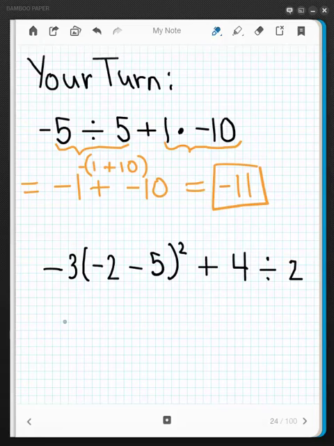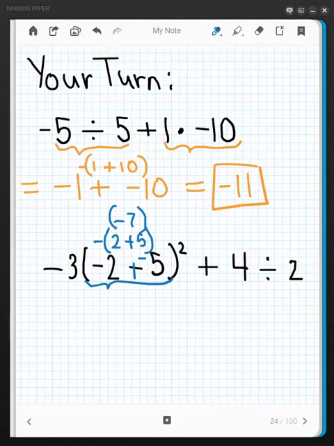All right, now moving on to the second problem, I see parentheses here, so I'm going to start within these parentheses first. This is a subtraction problem inside here, so I'm going to change this to addition: a negative 2 plus a negative 5. Because they're both the same signs, I'm going to add those up and attach the common sign. So I'm going to get a negative 7 there.